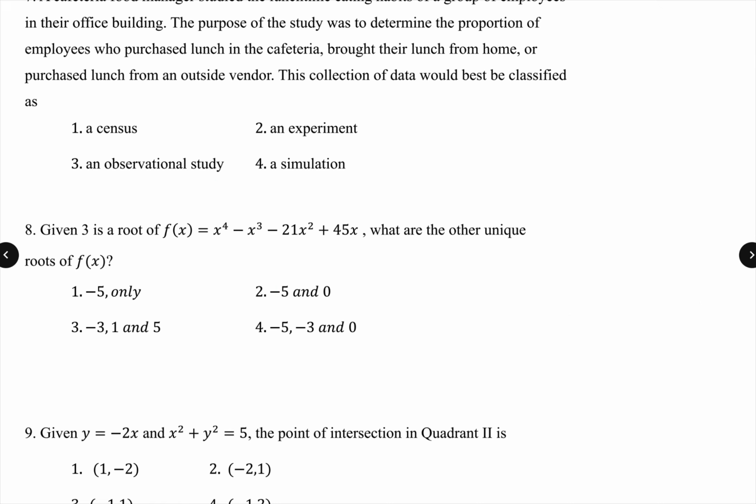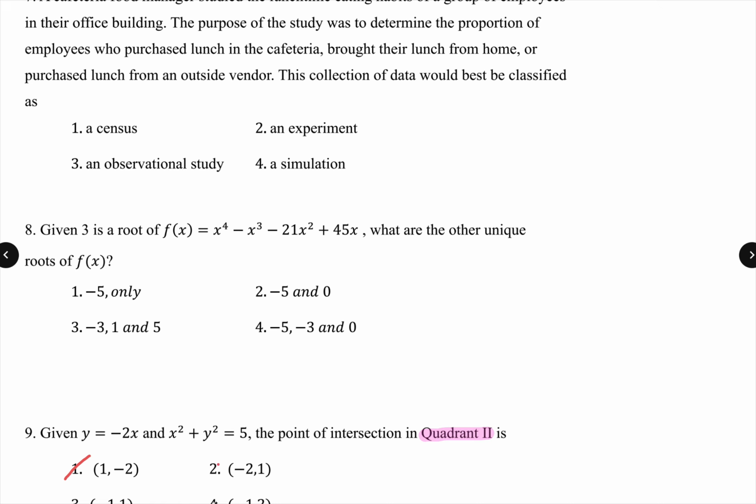Number 9, kind of getting cut off by my video, but that's fine. You have two equations. Find the point of intersection in quadrant 2. That's your first little hint. Quadrant 2 means my points have to be negative, positive. So right off the bat, I know number 1 doesn't work.